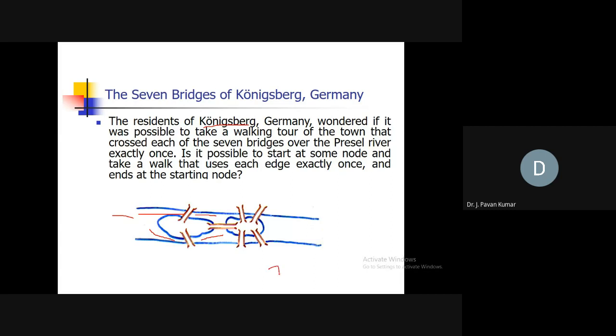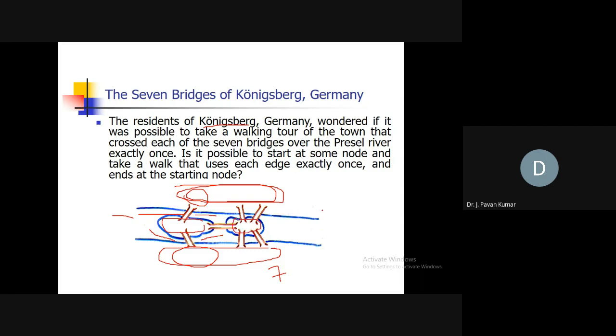Yeah, now 7 bridges we have. And if you consider this entire thing as one bank, and this is another bank, like this, this entire thing can be considered as one bank itself. Next, this one has one bank. Next, this has one bank, this has one bank, like this.